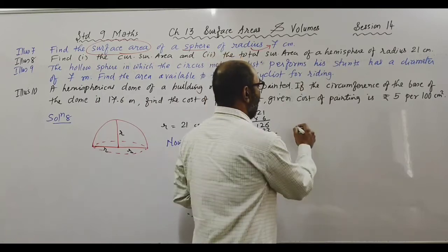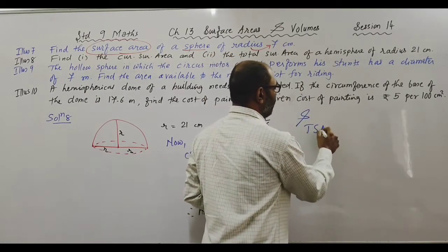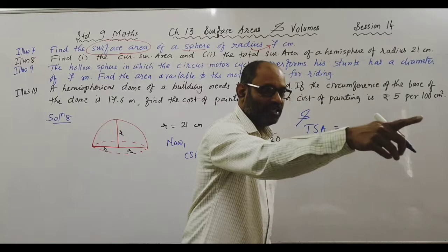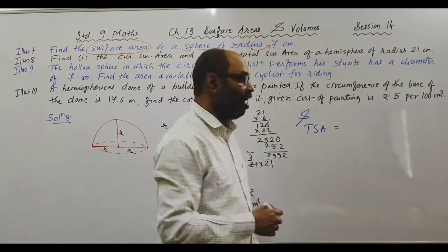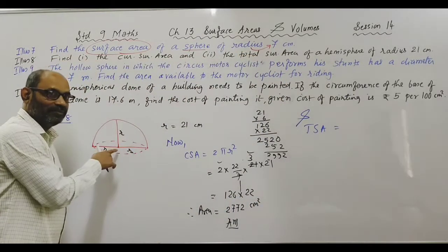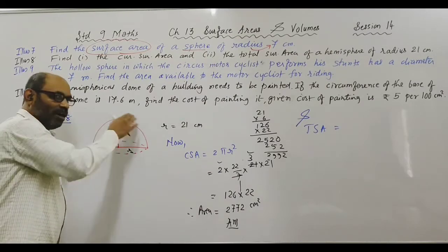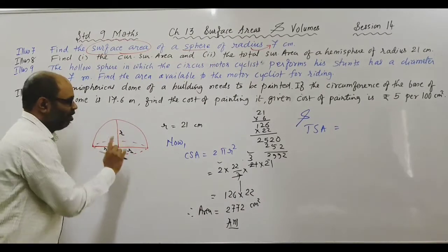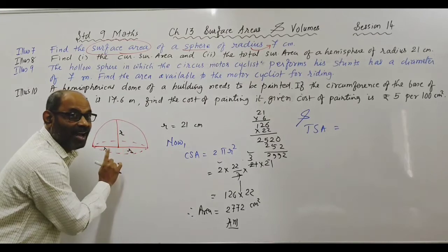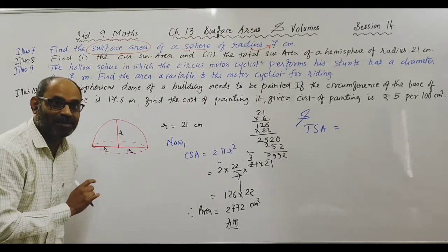Now you have to go for the calculation of total surface area. Total surface area is equal to, what is the total surface area of hemisphere? What is curved surface area? 2 pi r square. Or bottom surface area? Pi r square. So what is 2 pi r square plus pi r square?